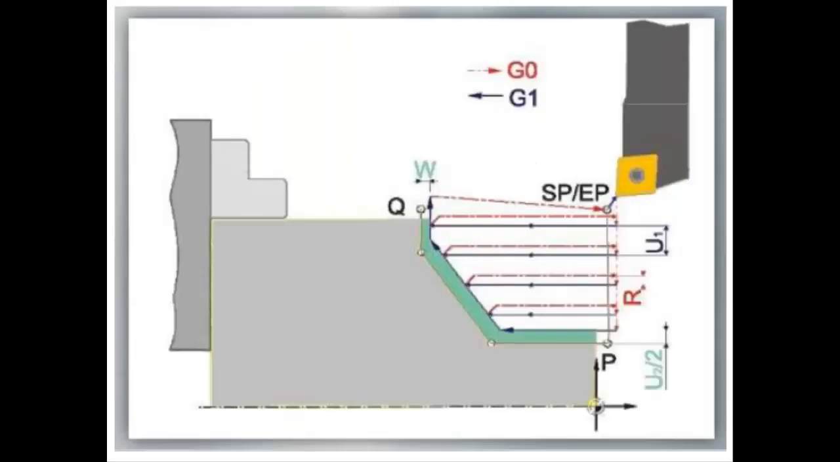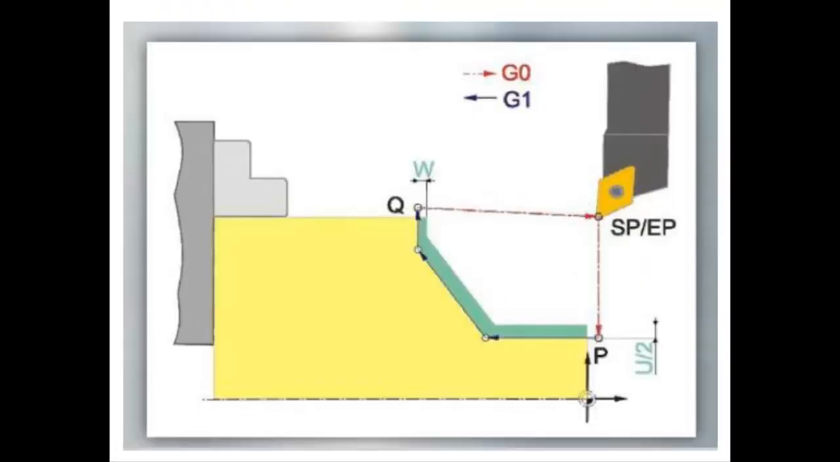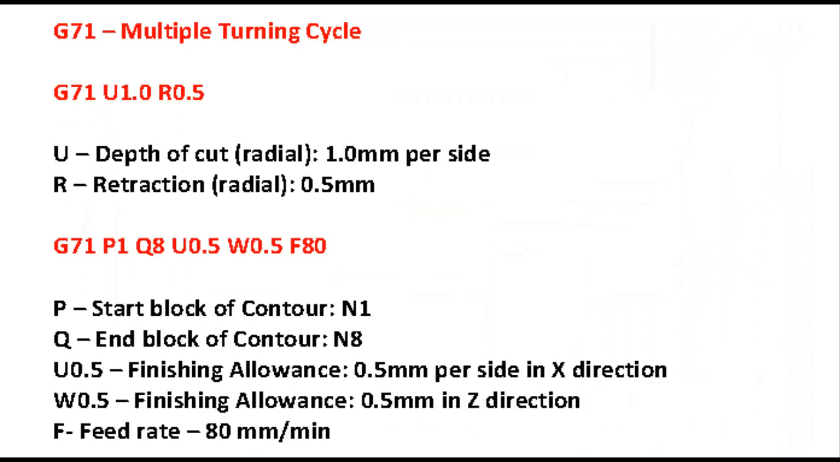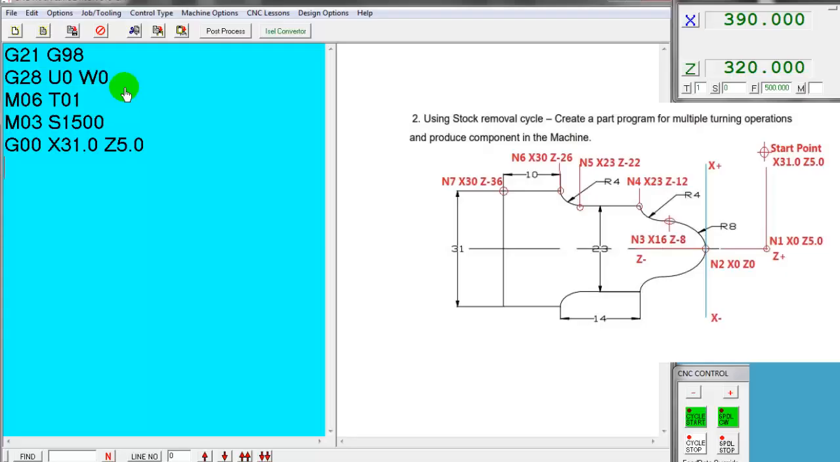G71 is the multiple turning cycle, also known as the stock removal cycle. G71 roughing cycle enables us to remove material quickly on a CNC lathe while also writing the cutter path as a subroutine that can be reused during the finishing cycle G70. This first line tells us that we are taking 1.0 mm cuts, U, and the tool is retracting 0.5 mm after each cut, R.